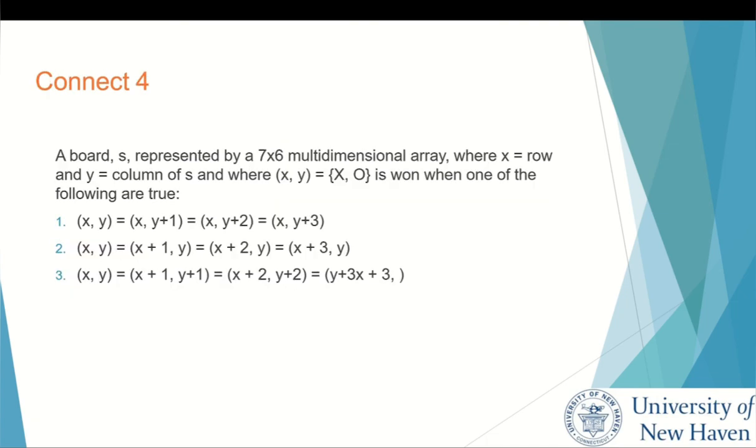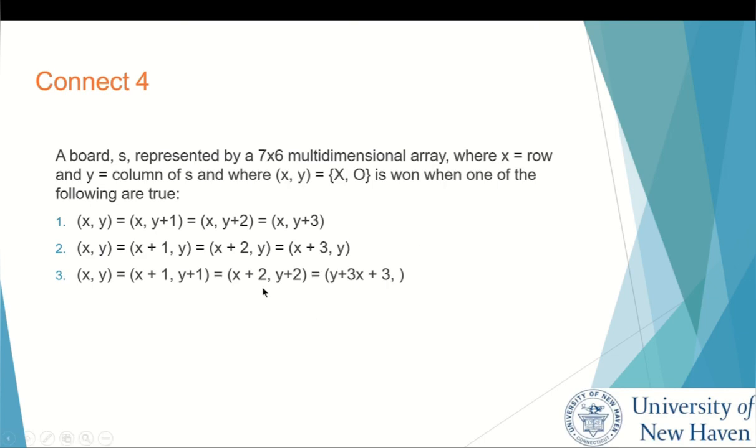Coming to the mathematical model representation of this Connect-4 game. It is a 7 by 6 multi-dimensional array where x are the rows and y are the columns. The below are the winning states of the Connect-4 game. We go through every state.